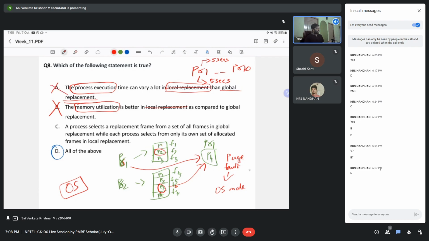So option A is wrong. Option C is the only correct answer, and the other options are wrong. Option C just explains what global replacement is and what local replacement is. So any doubts in this question, why A and B are wrong and C is the correct option?